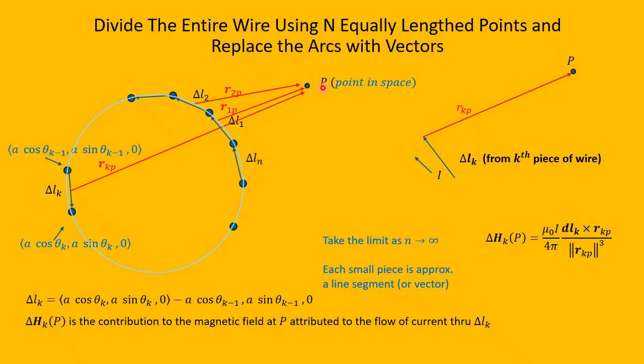Okay, and down here we have a reiteration of the formula for delta L sub k. This once again should be bold because this is a vector. Go boldly forward. And delta H sub k of p is the contribution of the magnetic field at p attributed to the flow of current through just this little piece of wire here, which on infinitesimal scales is essentially straight.